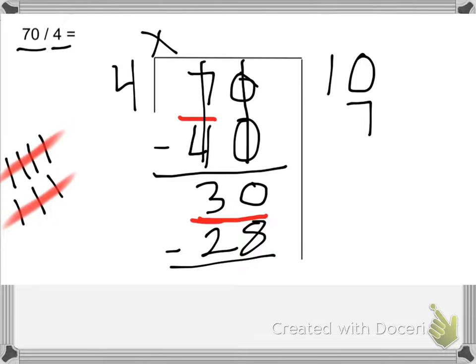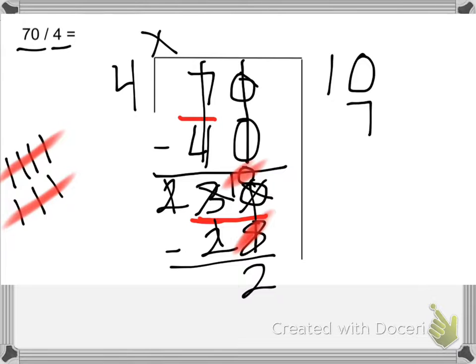Now, can I take 0 minus 8? No, I can't. I got to borrow from the 3. The 3 then becomes a 2, and the 0 becomes a 10. Now, 10 minus 8 equals 2. 2 minus 2 equals 0. Okay, now that's my last digit.